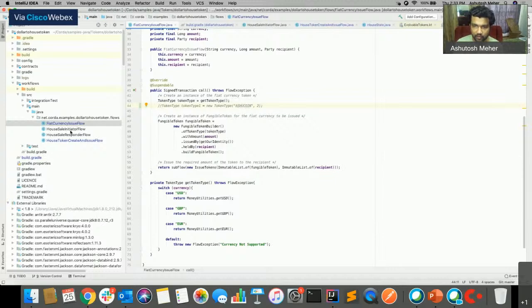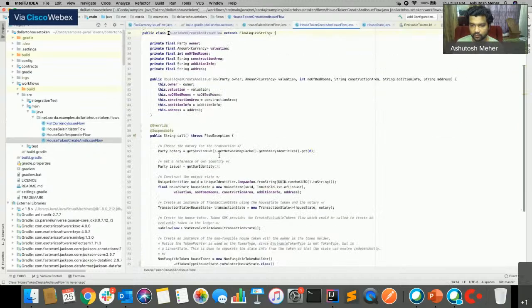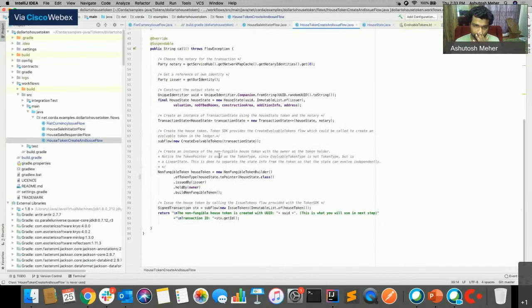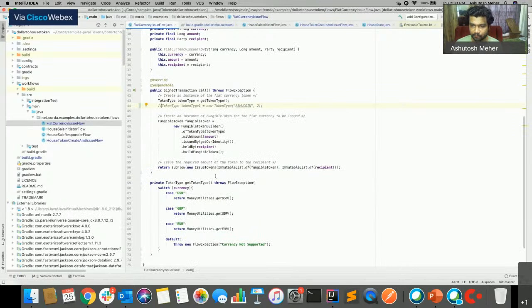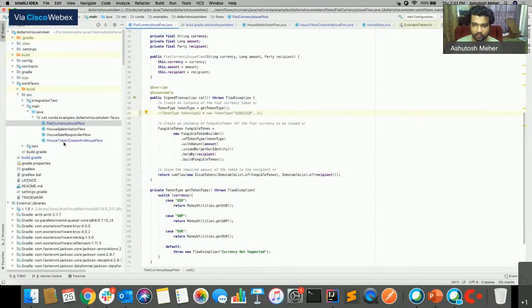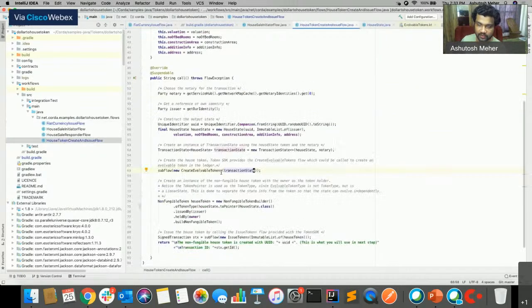Now moving on to how to create an evolvable token type. One thing to mention is, when you want to create an evolvable token type, try and understand this will evolve over time. So this needs to be created in the ledger as a state, right? So we need to use some flows to do that.